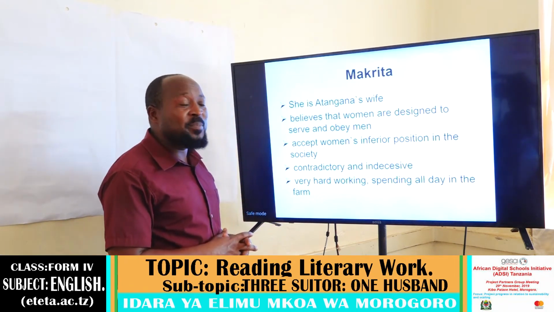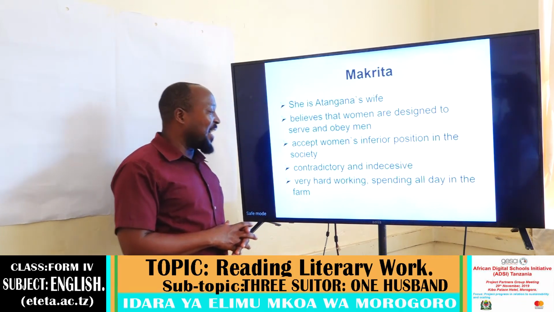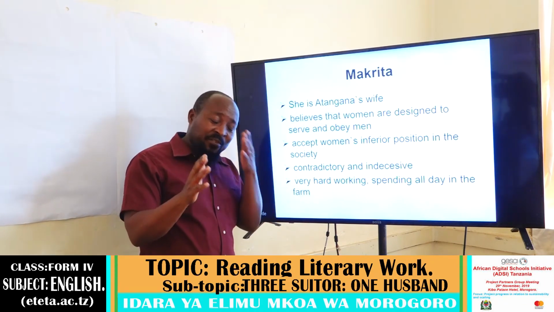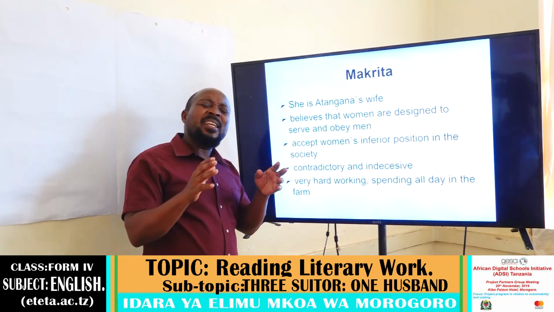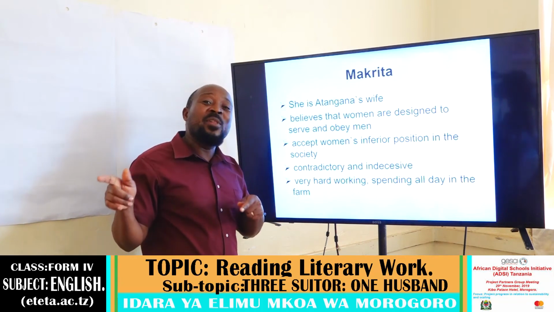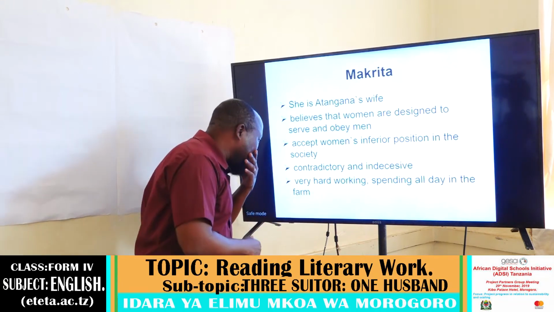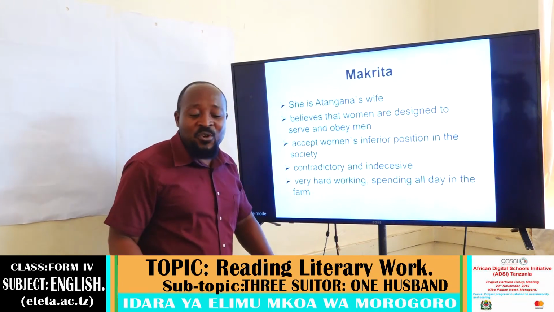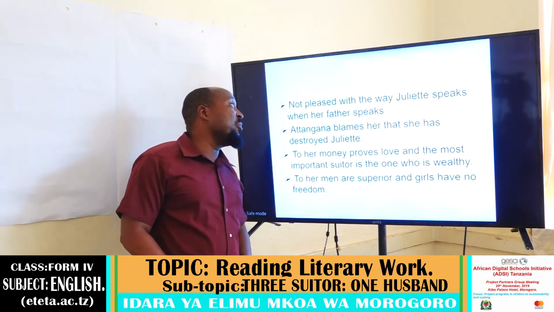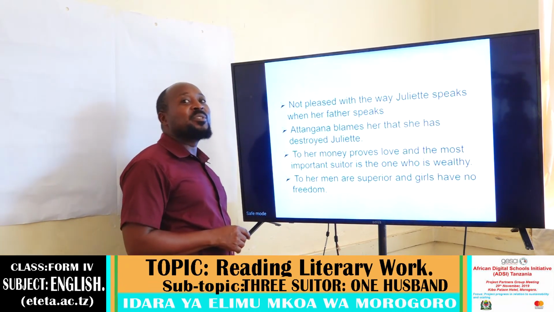And so she accepts the position of women as inferiors in the society. And she's somehow indecisive. She's in between. She doesn't know whether she should support Ndi, who supported her with the farming, or Mbia, who has a lot of money. But all in all, what we know from her is that she's very hardworking, and that's why she spent a lot of time on the farm while the husband was at home drinking.